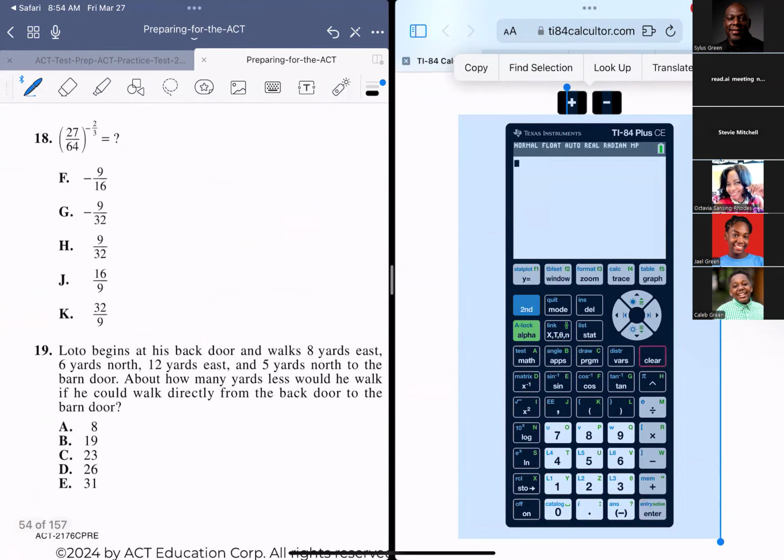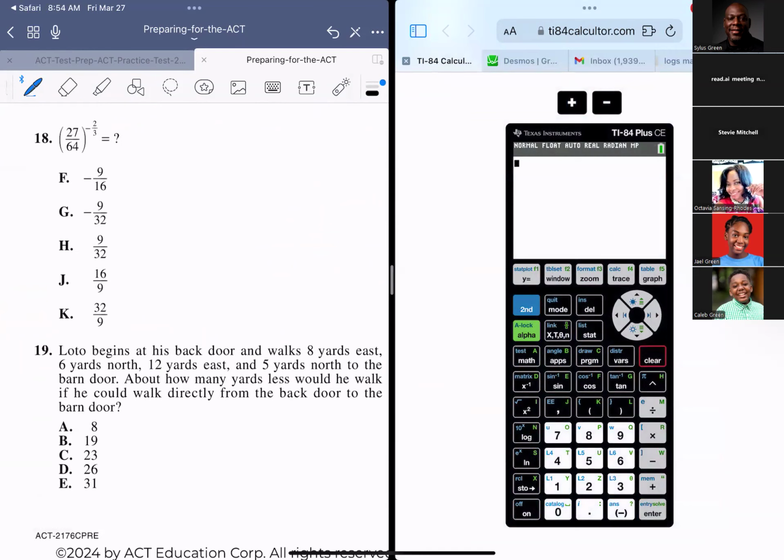You can put this in your calculator, and it will give you the answer. So 27 over 64 to the negative, make sure you use the negative sign, 2 over 3 power. It's going to give you this. You don't really know what that is, but if you press math and then you press number 1, frac, it's going to give you the answer, 16 over 9.